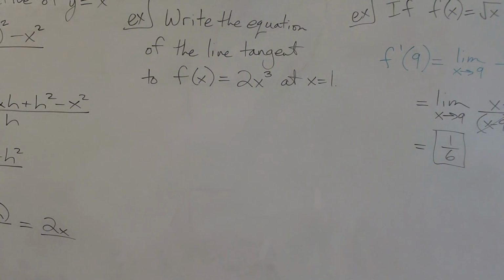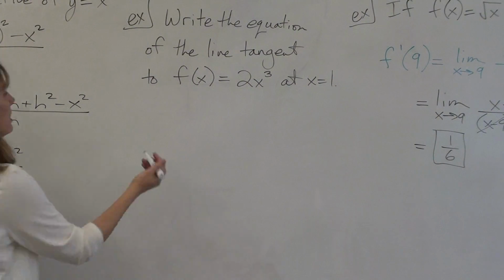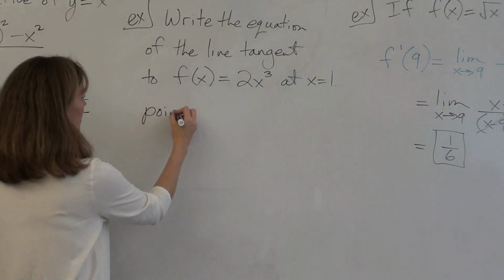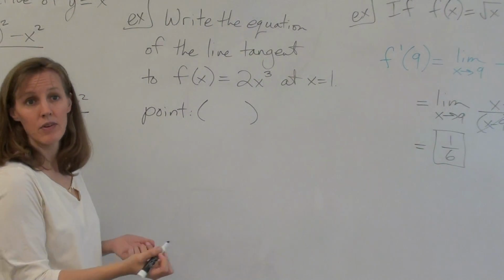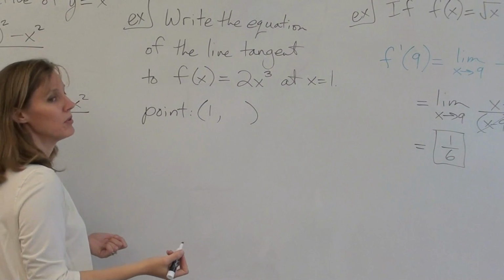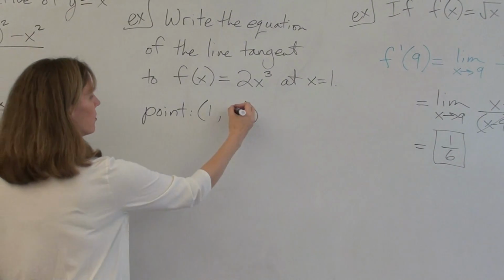What 2 things do you need to write an equation of a tangent line? A point and a slope, right? What are the 2 things you need to write an equation of any line? Point and a slope. Okay, so this is no different. So we need a point. Well, what would our x value be? 1. And how would I find the y value? So what's my y value? 2. Alright, that was easy.